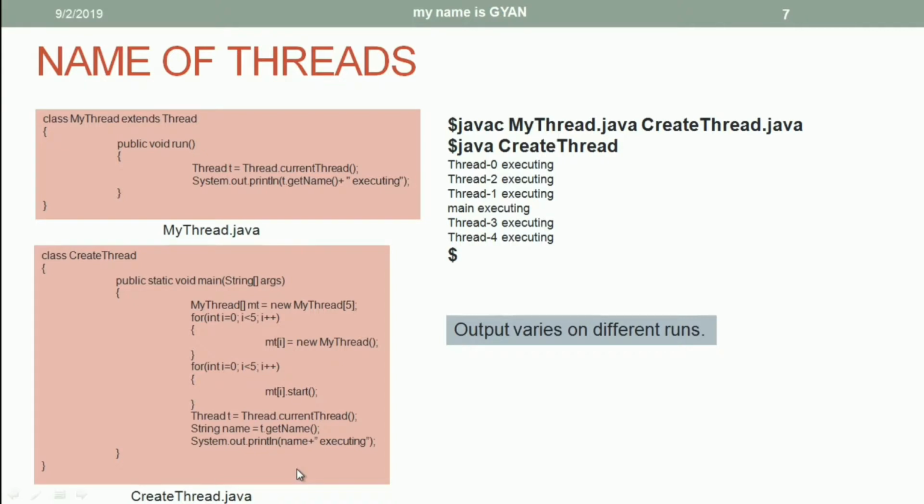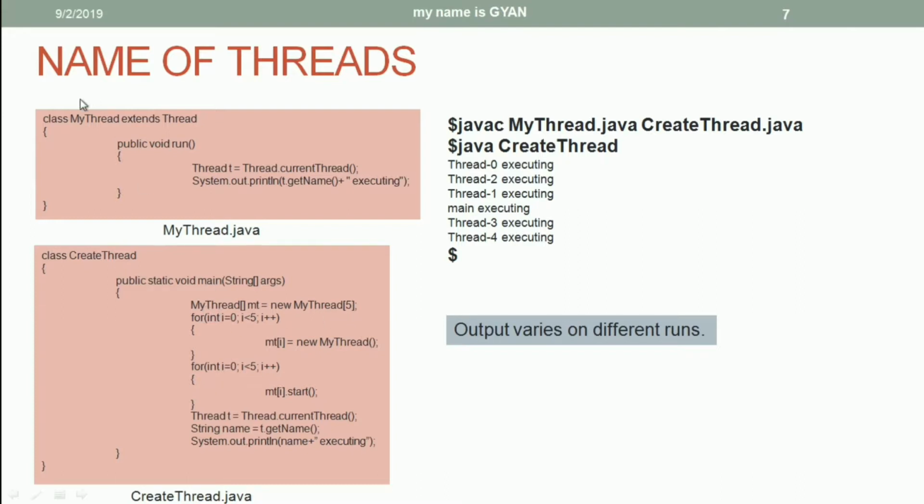This is a somewhat bigger code. Here we have two Java files, createThread.java and myThread.java. In the createThread.java, we have the class createThread. In the class createThread, we have the method main. In the method main, we are creating a new array object of type myThread, whose reference will be stored into the reference variable emp, and the size of the array is 5.